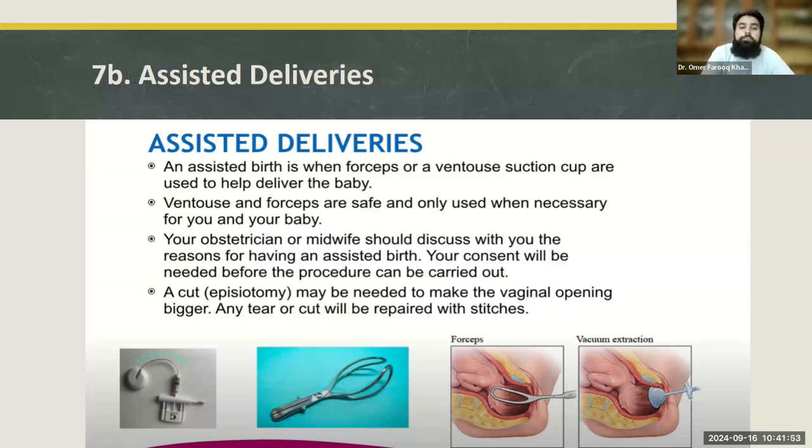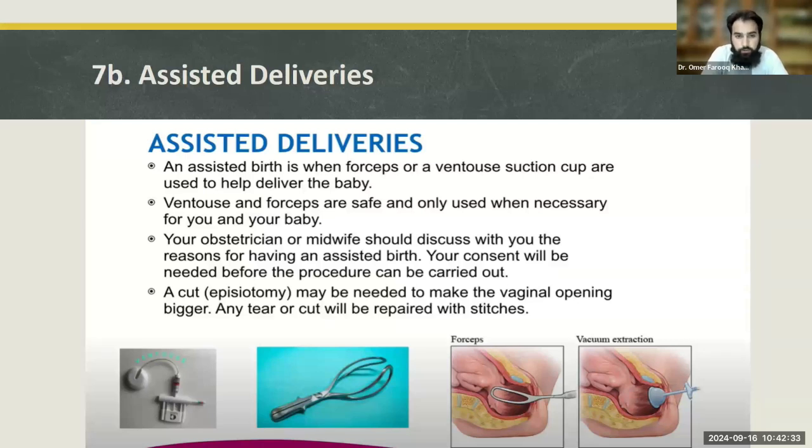So assisted birth is when forceps or a ventouse suction cup are used to help deliver the baby. Ventouse and forceps are safe and only used when necessary for you and your baby. Your obstetrician or midwife should discuss with you the reasons for having an assisted birth. Your consent will be needed before the procedure can be carried out. Forceps or a vacuum cup cannot be touched to your baby's head without your consent. If you are exhausted, or if there is some suspicion of arrested labor, then these procedures are carried out after taking consent from the mother.